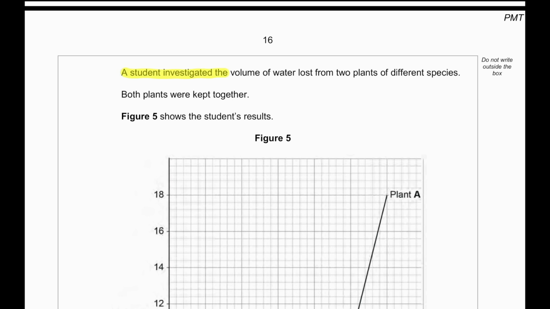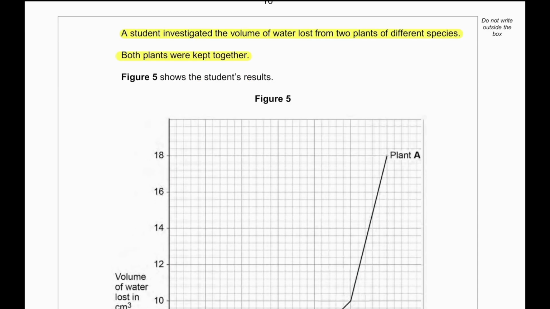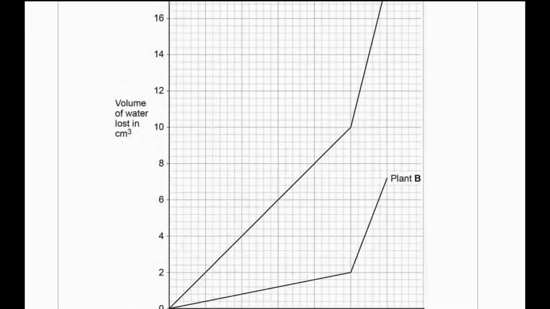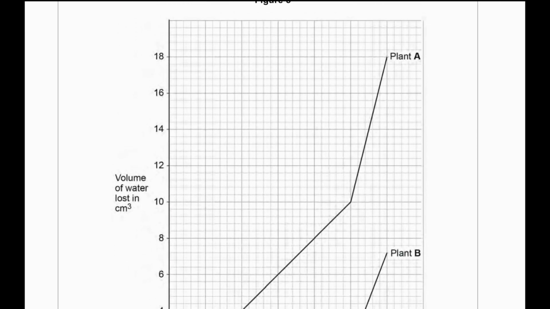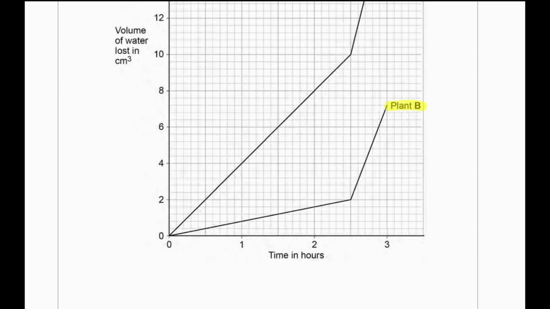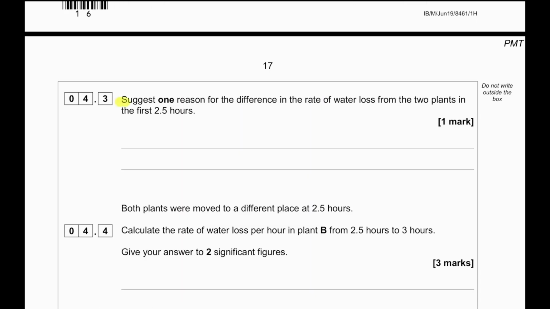A student investigated the volume of water lost from two plants of different species. Both plants were kept together. Figure 5 shows students' results. We can see that for plant A, the volume of water lost in cm cube is much greater than that of plant B. And the time in hours in the experiment is also seen here. So, just one reason for the difference in the rate of water loss from the two plants in the first 2.5 hours.